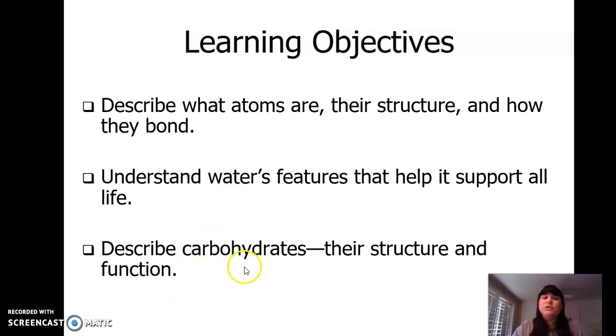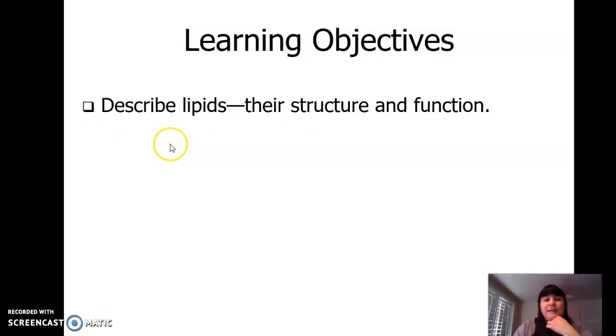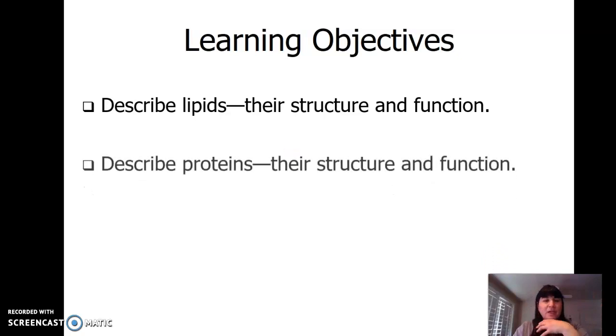Describe carbohydrates. We're talking about carbon, hydrogen, and oxygen together, making carbohydrates, which are our sugars for energy. Describe lipids. You've all heard of lipids before. Lipids, we're talking about fats. So what is their function? Okay, not all fats are bad, and fats are not bad. It's just when it's too much, that's when it's bad.